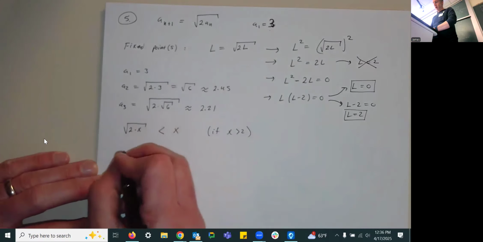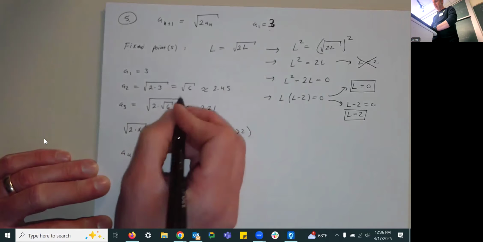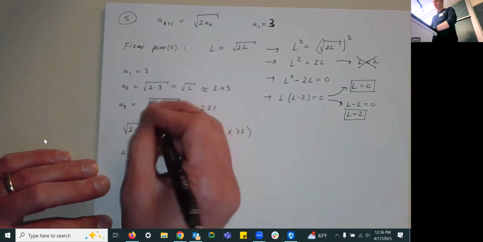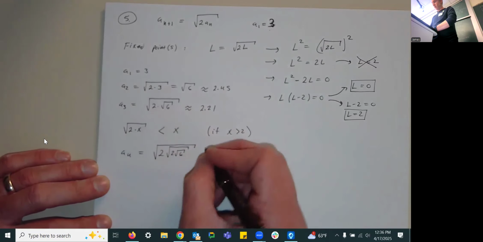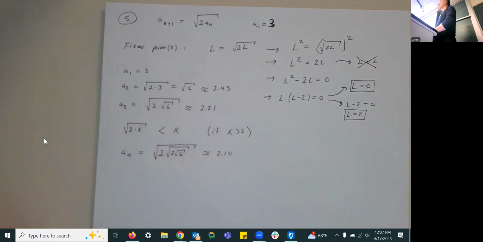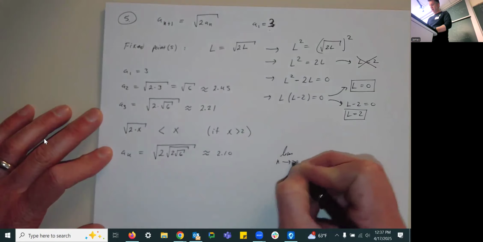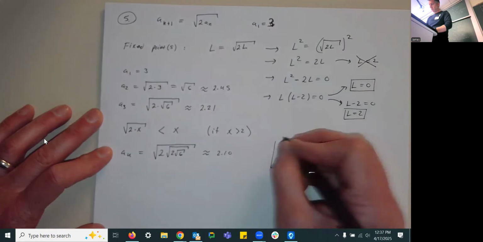So if we do one more, although I don't think we really need to, it's kind of gross looking. It's the square root of 2 times that a sub 3, which is the square root of 2 times the square root of 6, which is approximately 2.10. So it certainly seems like 2 is probably the limit here. So I think it's reasonable to say, yeah, the limit as n goes to infinity of a sub n is 2. It's not 0.